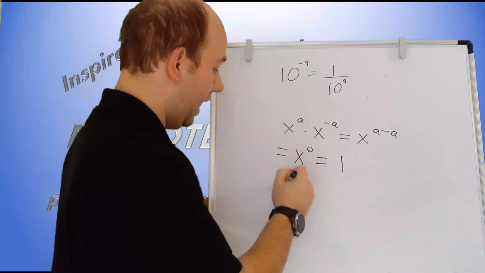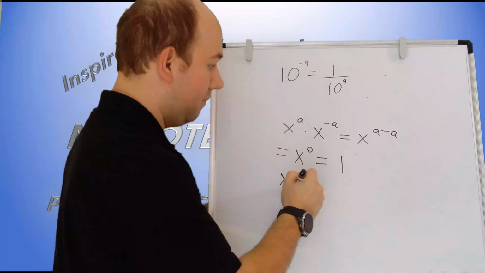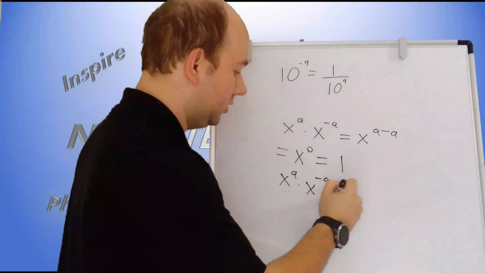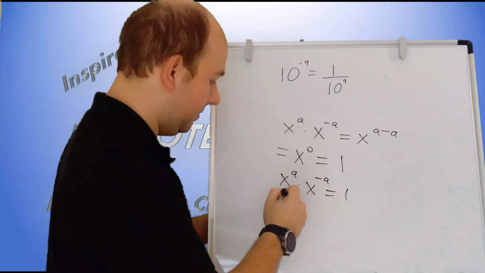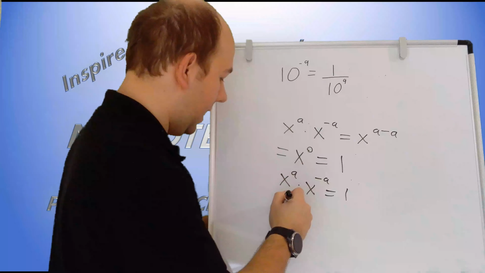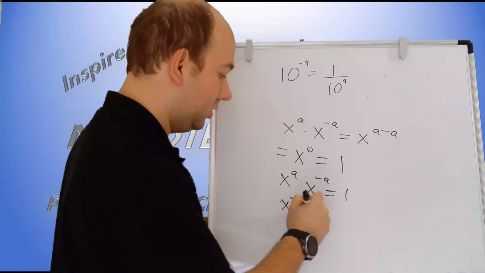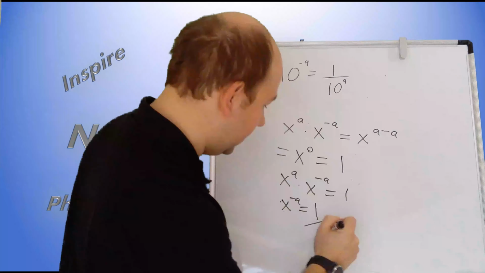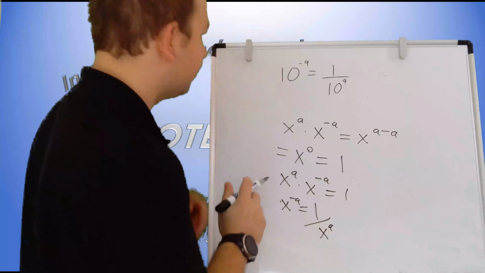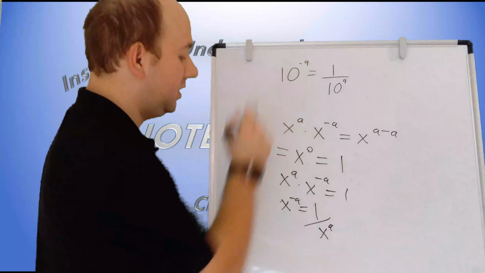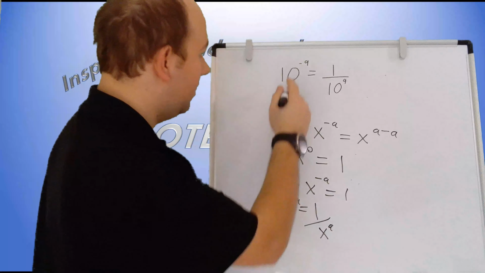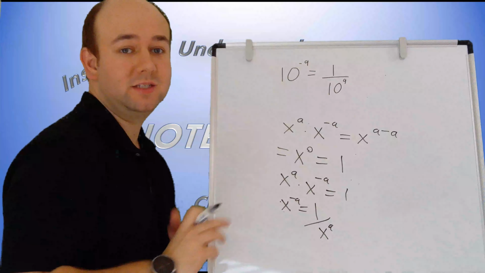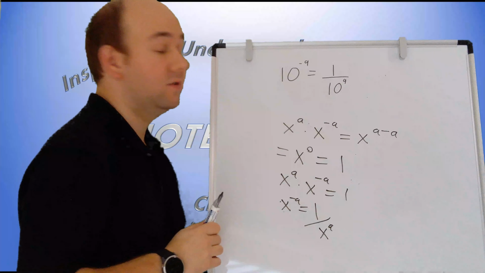Therefore we have x to the power a multiplied by x to the minus a is equal to 1. We can rearrange this so we have x to the minus a is equal to 1 divided by x to the a. Then we have this in this form, so we can just substitute x for 10, we can substitute a for 9, and we end up with this identity. So this is why this comes out as true and comes in useful when doing maths.